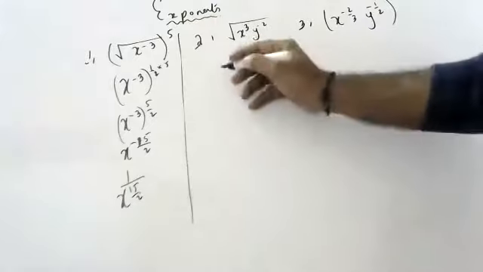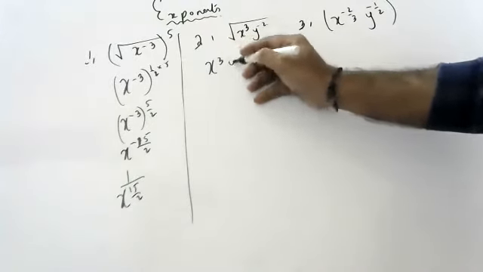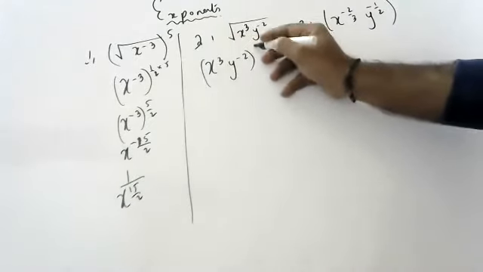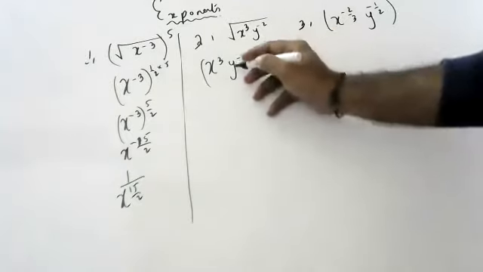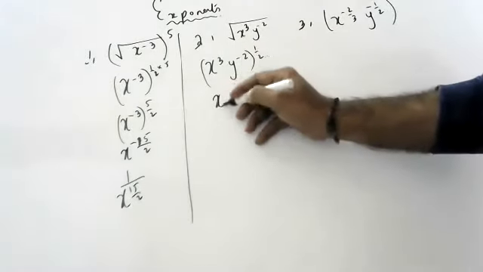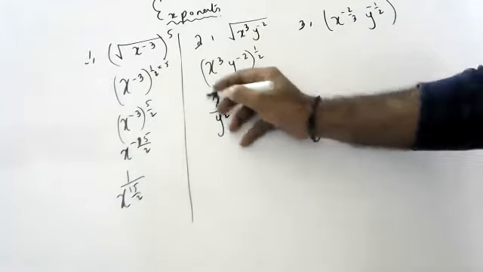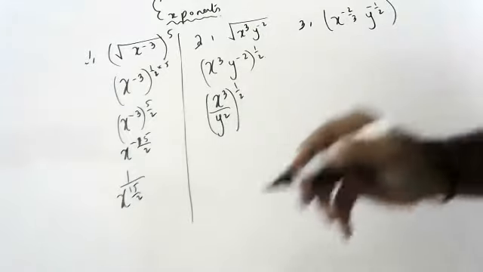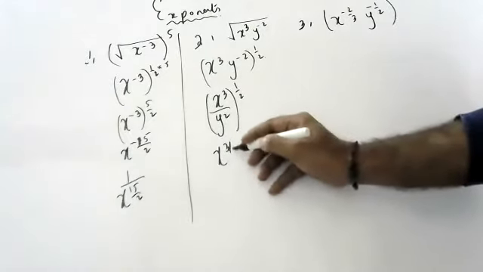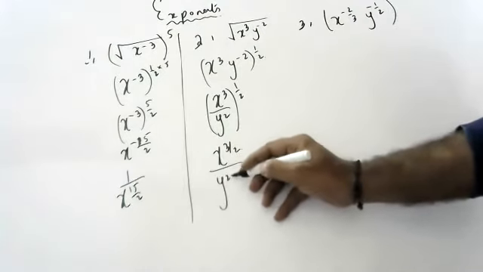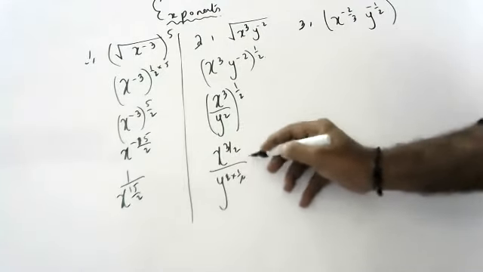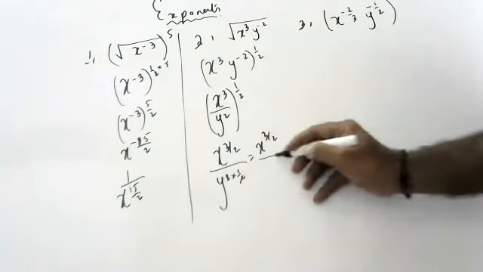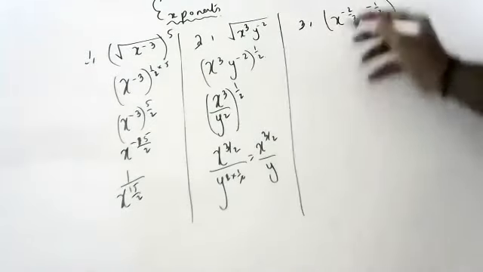Yeah, second sum. So the x cube y into to the power minus 2, whole to the power 1 by 2. Okay. It will become x to the power of 3 by 2, whole to the power of 1 by 2. Yeah. It will become x to the power 3 by 2 and y to the power 1, x to the power of 3 by 2 by y. Yeah, tell me this also.